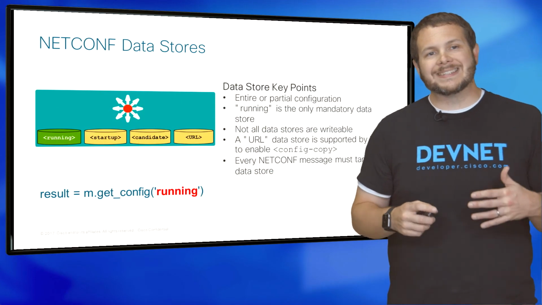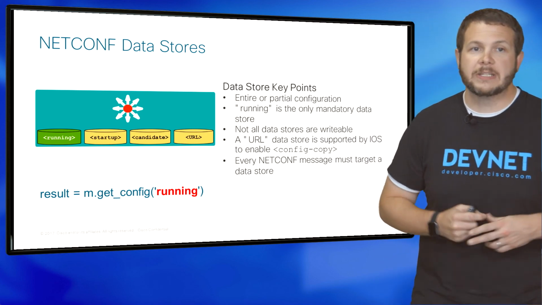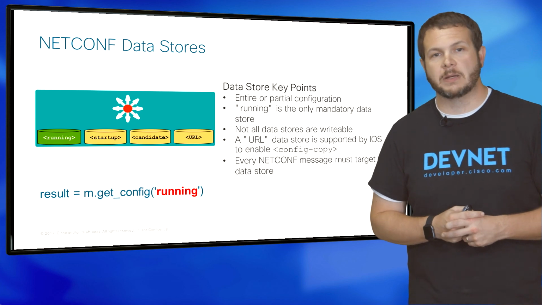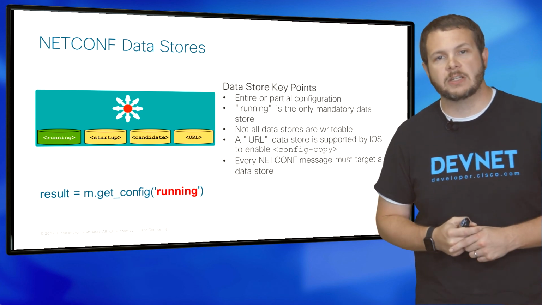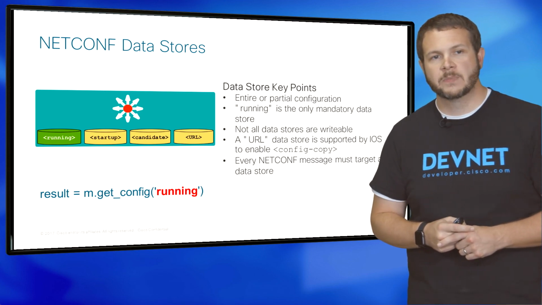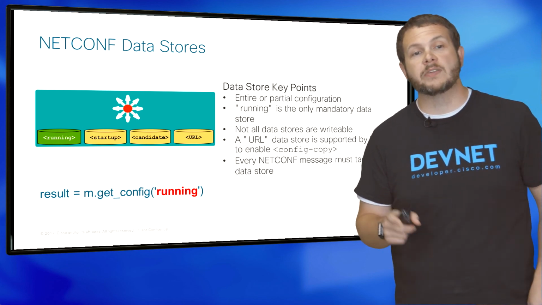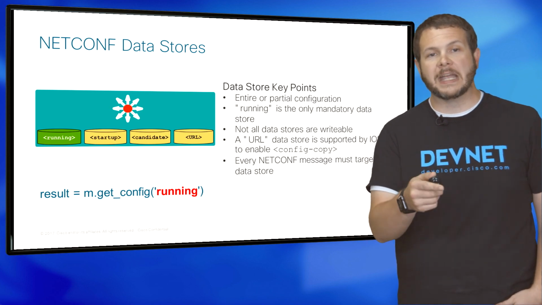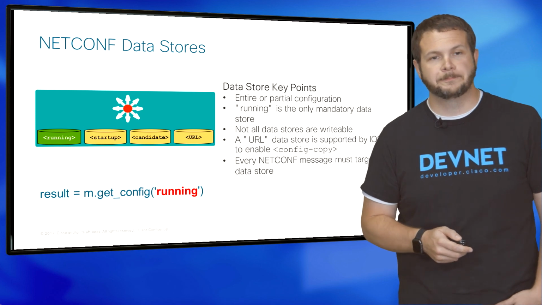Now, a network device with NETCONF gives us the ability to support multiple data stores. A data store with NETCONF is simply an entire or partial configuration element that we want to work with. We can use different data stores to stage elements of a configuration that we would later copy over to the running, or operating, configuration. Any device that supports NETCONF must at a minimum support the running configuration, and then other devices may support startup, candidate, or a URL-style data store for remote configuration information.